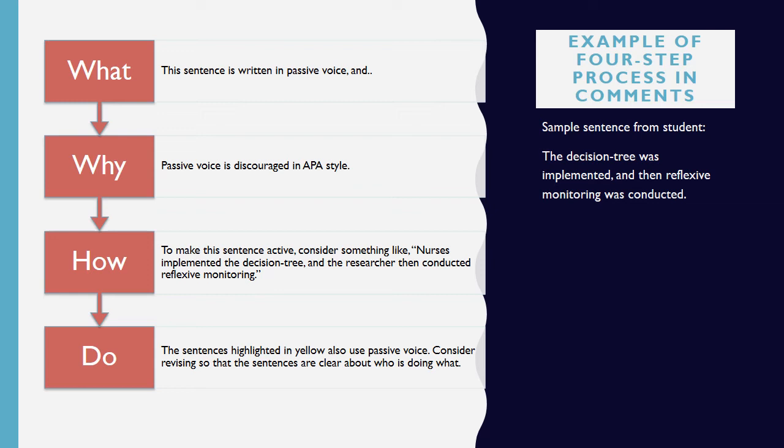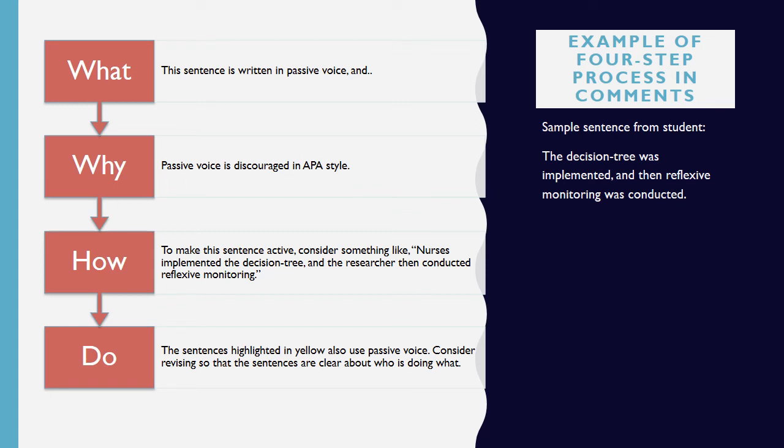So the what would be, this sentence is written in passive voice. And why is that a problem? Well, APA discourages passive voice. So how do we fix passive voice? To make this sentence active, consider something like, quote, nurses implemented the decision tree, comma, and the researcher then conducted reflexive monitoring.